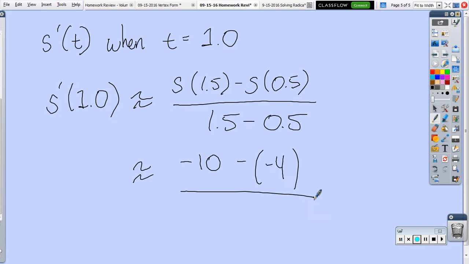Oh, minus negative 4, which is negative 6. And this is approximately negative 10 plus 4, so we get negative 6. So that's the approximate slope of a tangent of this one. This is the approximate velocity of this moving body at the 1 second mark.